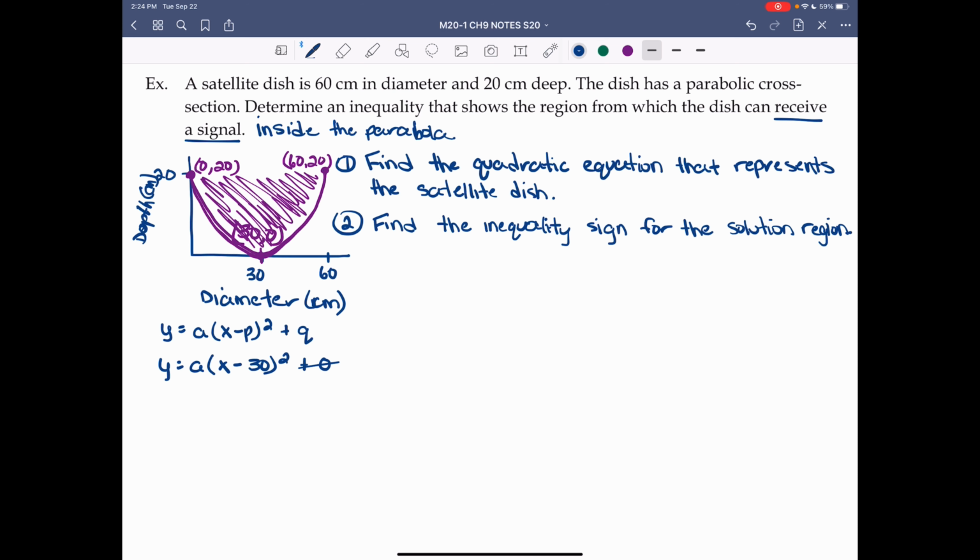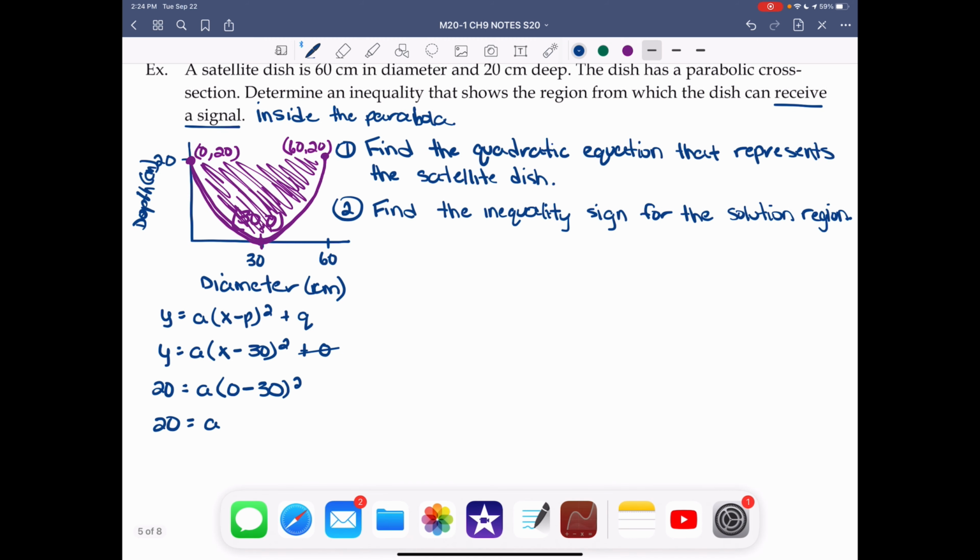So then we want to sub in another point for x and y, because we can only have one variable if we're going to solve for that variable. So plug in either 0, 20 or 60, 20 for x and y. I'm going to go with 0, 20. So y is 20 equals a bracket x is 0 minus 30 squared. Then I want to solve for a. 20 equals a. Let's bring up our calculator.